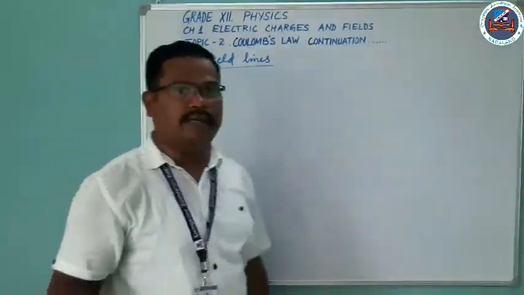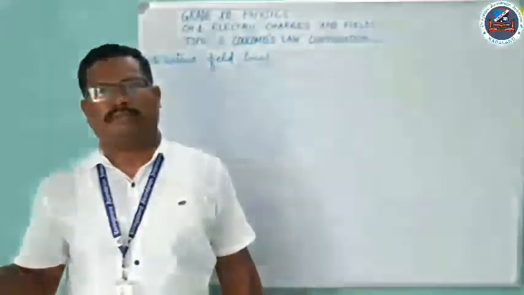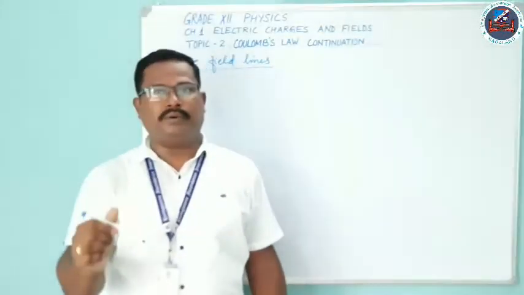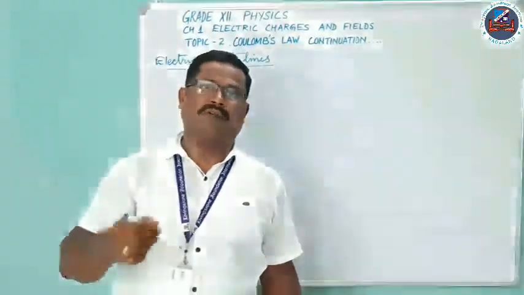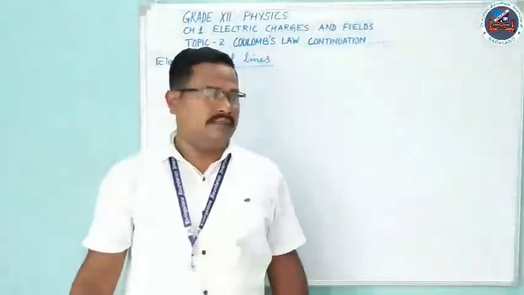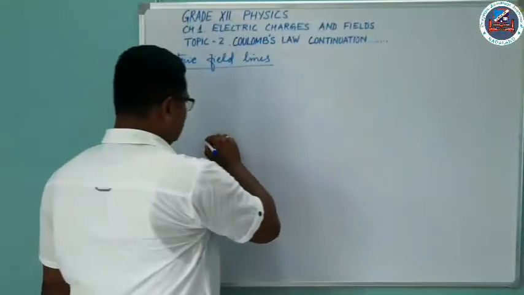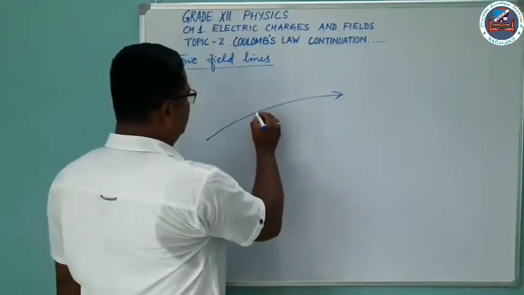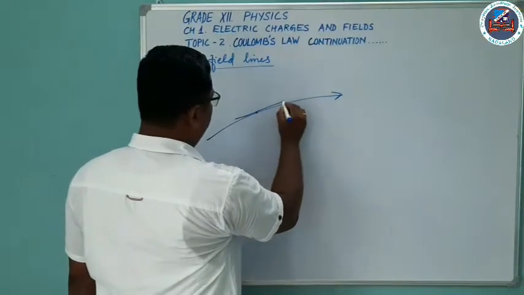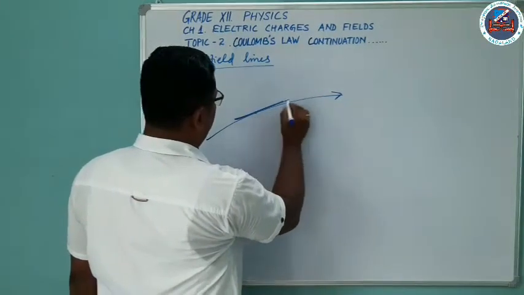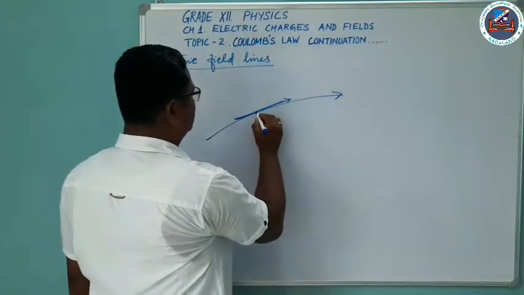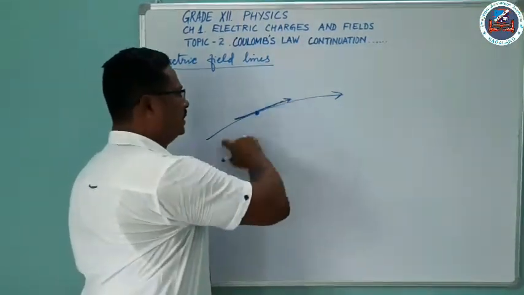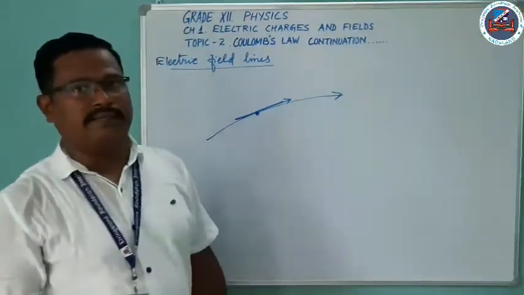Electric field lines are continuous curves that are drawn so that the tangent at any point gives us the direction of the electric field. Suppose it's a continuous curve I have drawn. If I take any point and draw a tangent to it, a tangent is a line that touches at only one point. This tangent gives us the direction of the electric field lines.